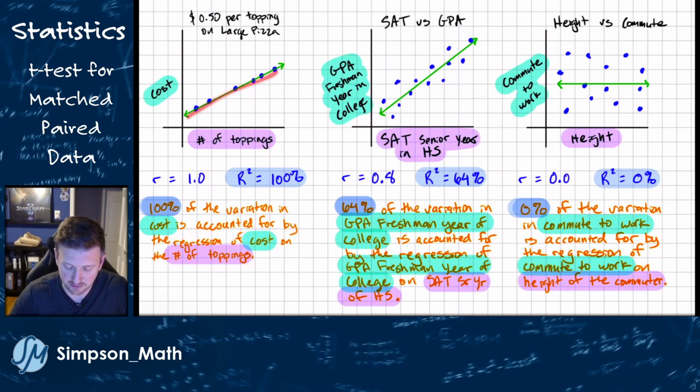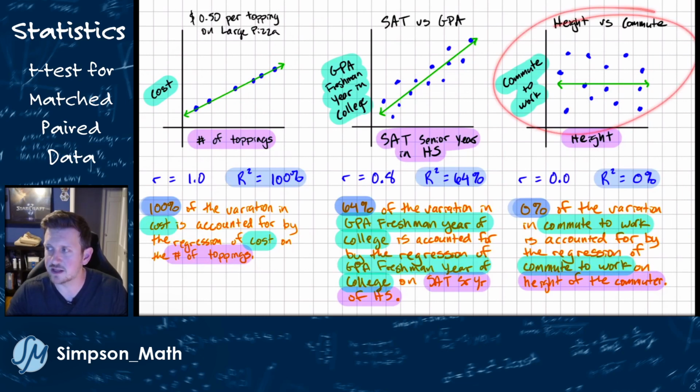So 100% of the reasons why cost goes up or down is because of this linear relationship that we observe between cost and number of toppings. Again, this is not implying causation, just a numerical relationship between these two. All right, so that's a perfect linear relationship.